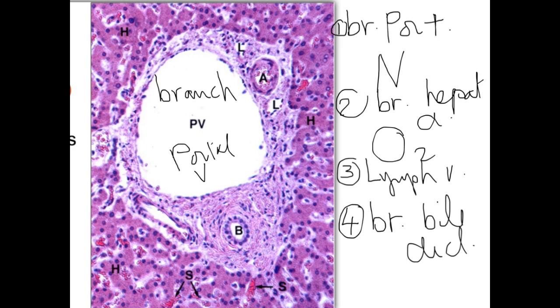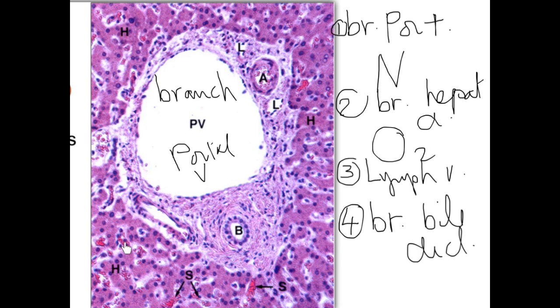Okay, so these are the four structures: three branches, branch of portal vein, branch of hepatic artery, branch of bile duct, and we have a lymph vessel. Or you can remember them that we have vascular tissue, branch of portal vein, branch of hepatic artery, lymph vessel, and lymph drainage, which is a branch of the bile duct.